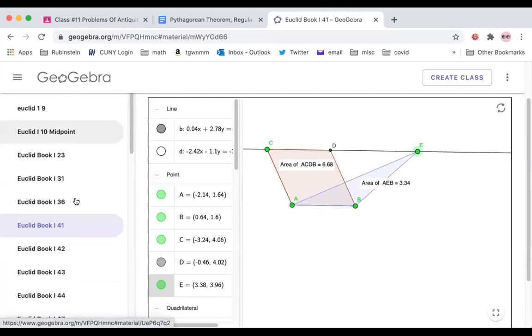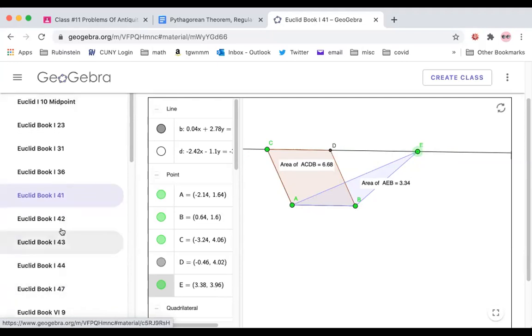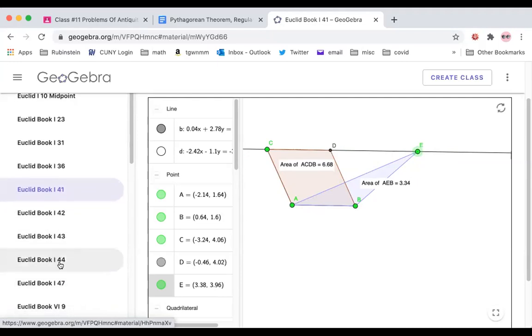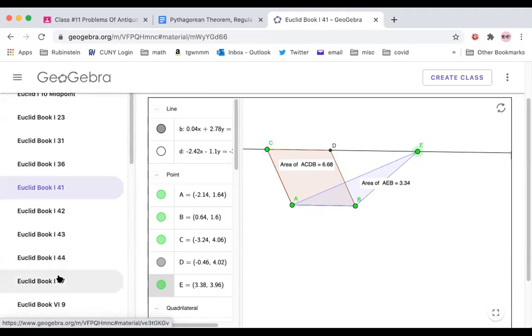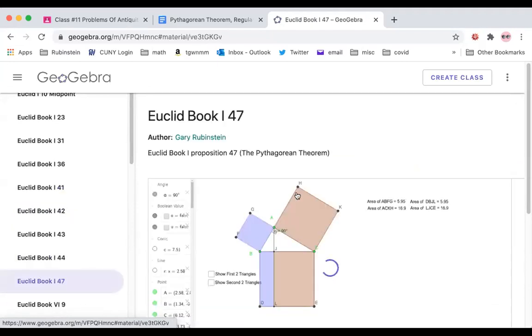Now, the Pythagorean Theorem, if you want to memorize book and proposition, it's going to be book 1, proposition 47.